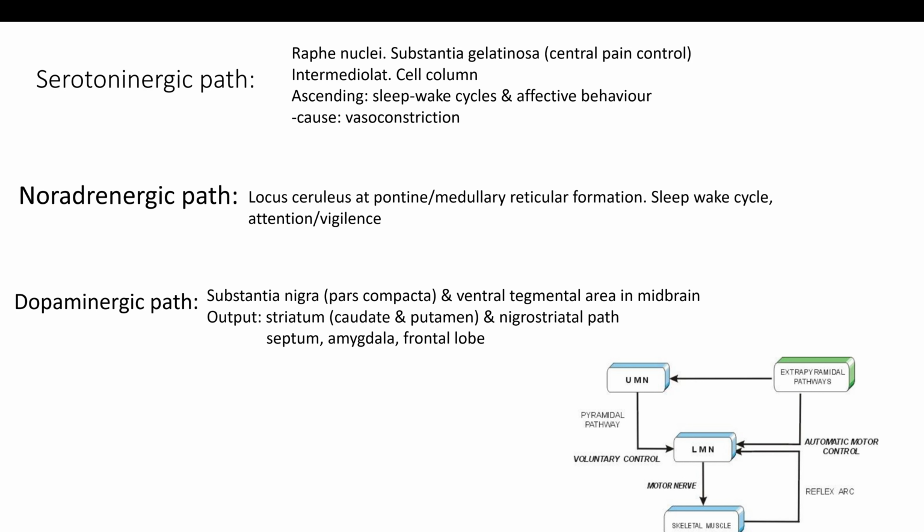The dopaminergic path is from the substantia nigra pars compacta, ventral tegmental area, and midbrain, with output to the striatum, caudate and putamen, the nigrostriatal path, and output to septum, amygdala, and frontal lobe. There on the right, on the schematic view, we see the connections between the pyramidal and extrapyramidal pathways.